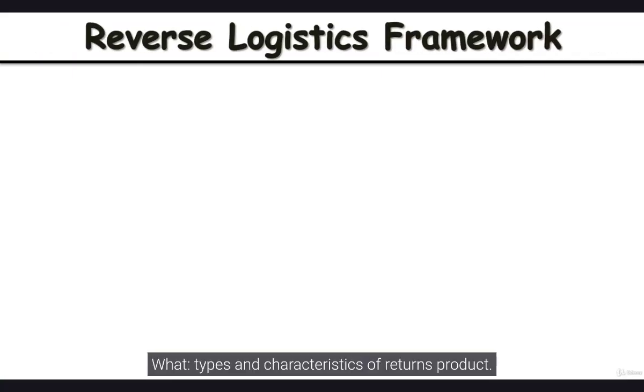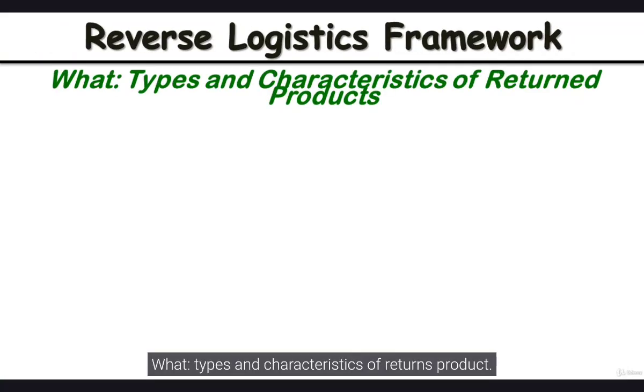What are the types and characteristics of returned products? A third viewpoint on reverse logistics can be obtained by considering what is actually being discarded or returned. Three product characteristics seem to be relevant: composition, deterioration, and use pattern. Let's examine each one of them.